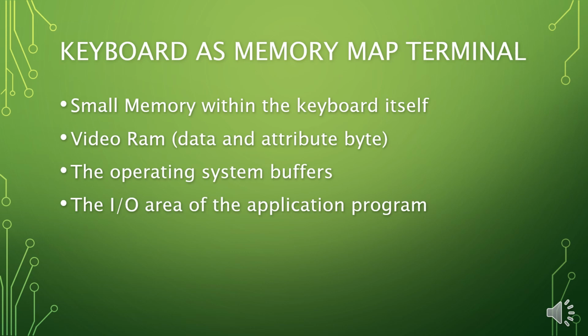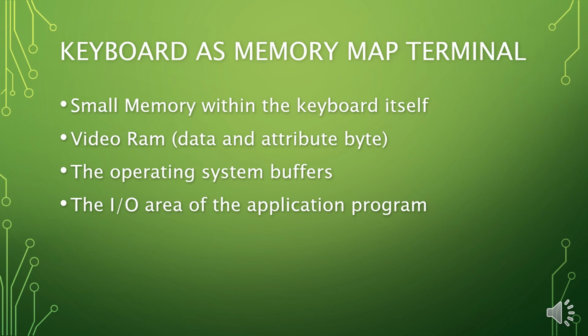Also, the following multiple memory locations are involved in input-output operation between the keyboard and the screen. The first memory is a small memory within the keyboard itself. When the character is keyed in, the 8-bit ASCII or EBCDIC code is generated, which is stored temporarily in the memory of the terminal itself. Next one is video RAM, which has data and attribute bytes.